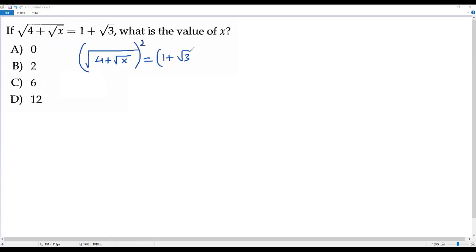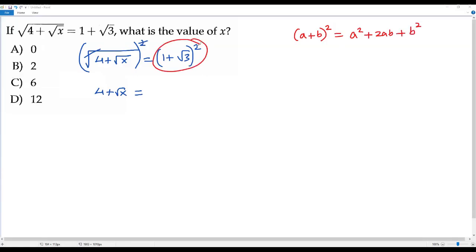Let me do it. Okay, so here on the left side, the square and square root cancel out. We get 4 plus the square root of x on the left side. On the right side, we have the square of a binomial. To get the expansion, let me consider the algebraic identity (a + b) squared. Whenever we have the square of a binomial in this form, its expansion is a squared plus 2ab plus b squared.